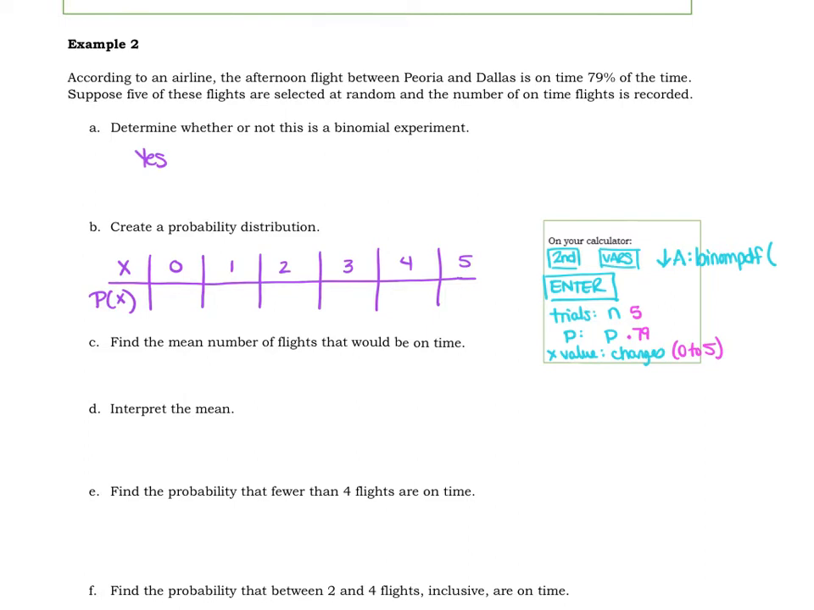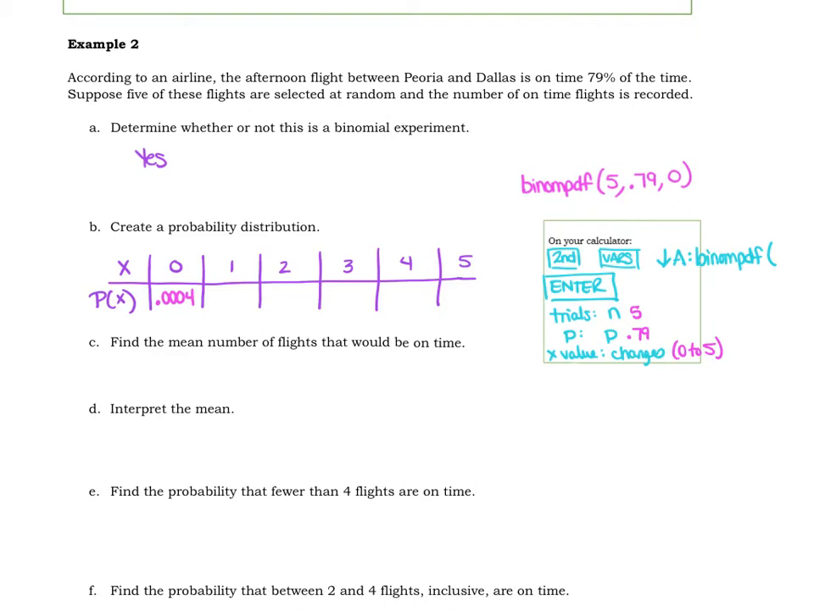So if you don't have those prompts that say trials, P value, X value, on your calculator, it will look like this: binomPDF, parenthesis, and then you're going to type 5, that's your N, then 0.79, your P, and then you're going to start with a 0. Then hit enter. It will pop up a probability for you, and this one is going to be in scientific notation. We're going to round to 4 decimal places, so you should get 0.0004. That is the probability that none of those 5 flights that you happen to pick out was on time.